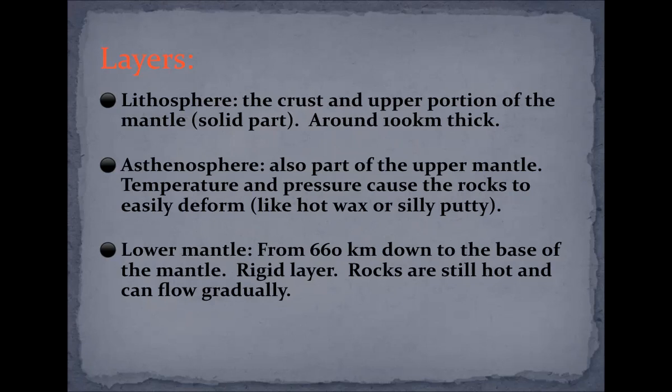Then we're going to move down to the asthenosphere. This is also part of the upper mantle. Temperature and pressure cause the rocks to easily deform, very much like hot wax or silly putty. And then moving down, we have the lower mantle. This is from about 660 kilometers down to the base of the mantle. This is a very rigid layer. Rocks are still hot and they can still flow gradually. So: lithosphere, asthenosphere, lower mantle.